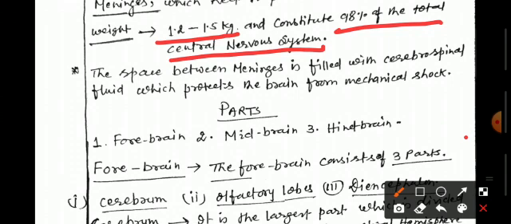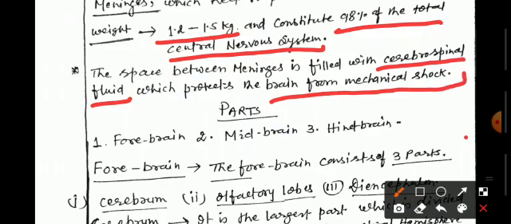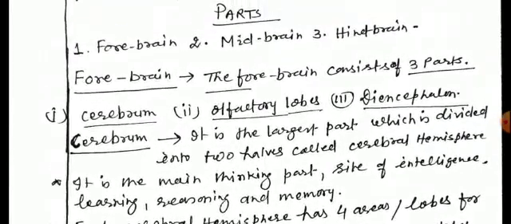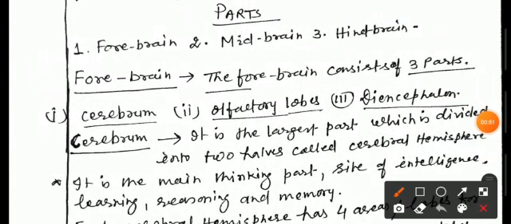The space between the meninges is filled with a fluid which is called cerebrospinal fluid. This fluid is also involved in providing protection from mechanical shock and jerk. Now you have to know about various parts of the human brain. These parts are the forebrain, midbrain and hindbrain.